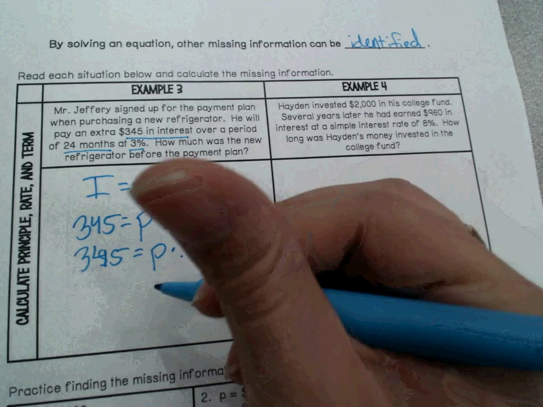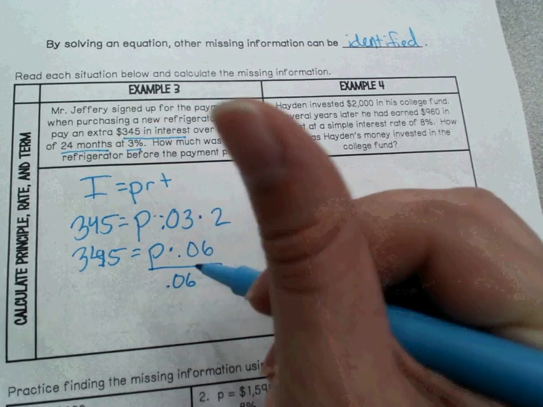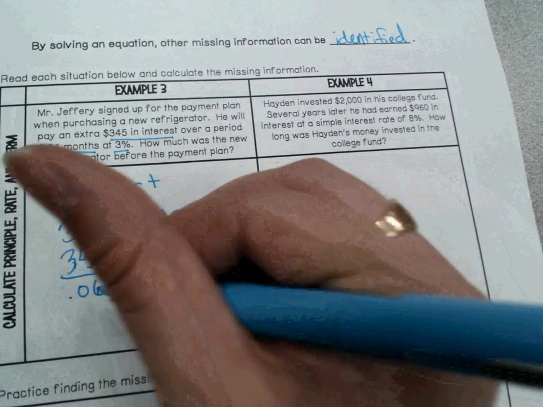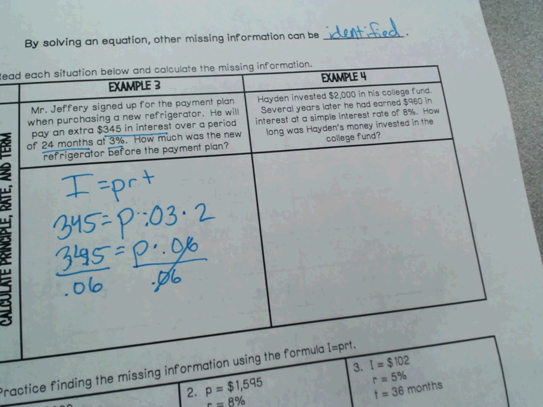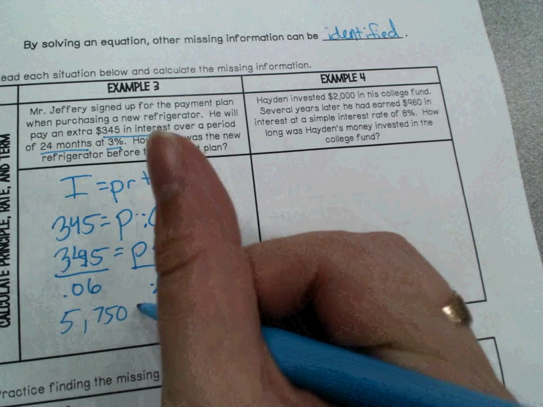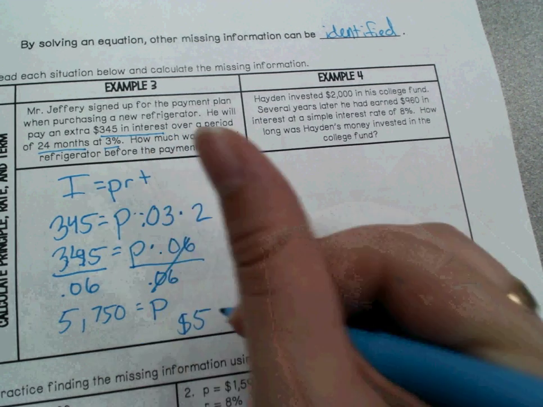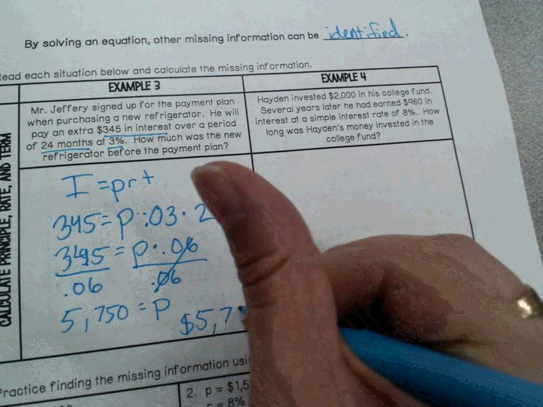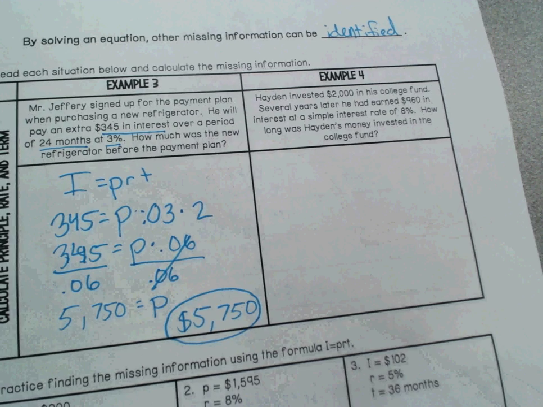Now to get P by itself, it's just like solving an equation. We want to divide by 6/100. Those will cancel. And then when we divide these on a calculator, we get 5,750. And then P, so that's the principal. So that's our answer. The refrigerator was $5,750 when they initially bought it before the payment plan.